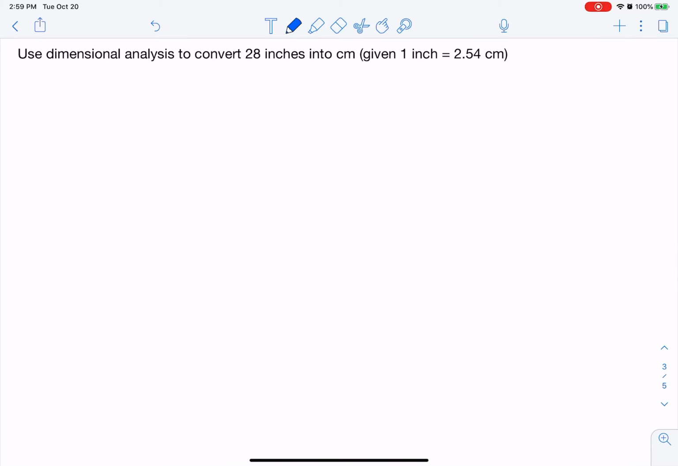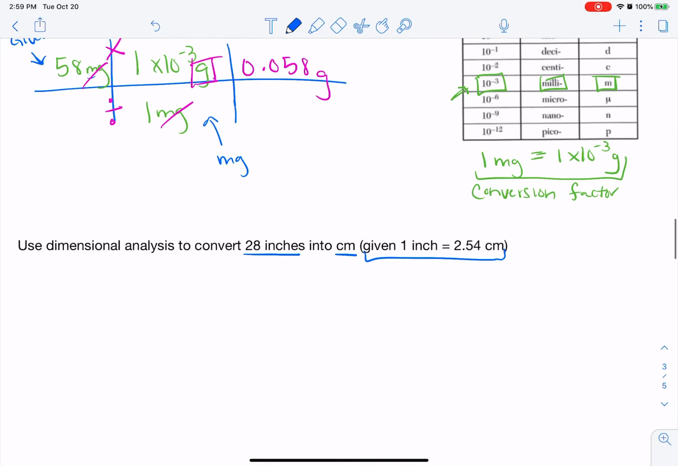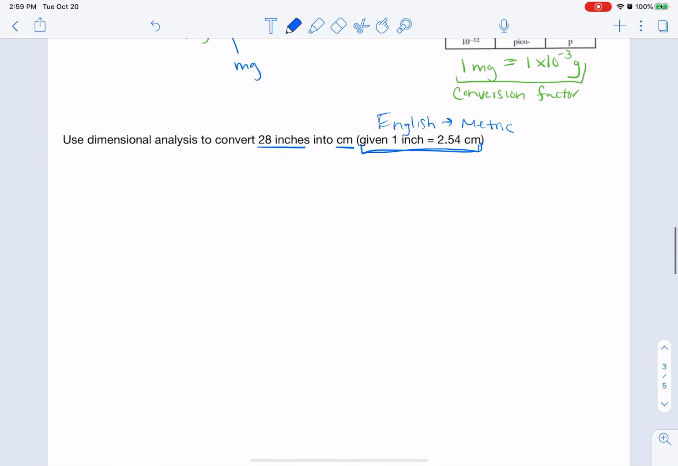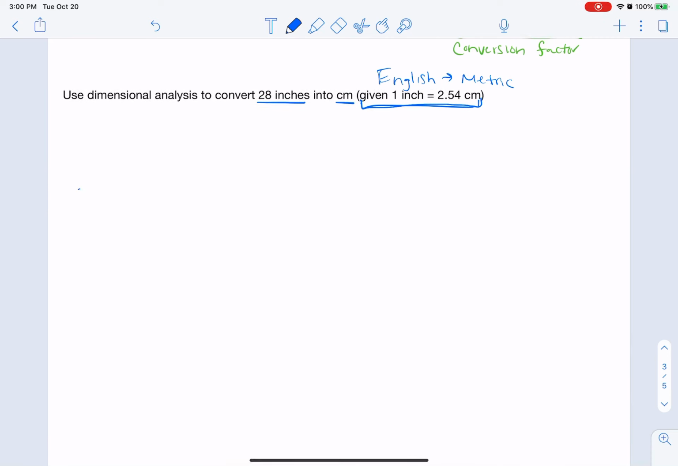In this example, we're using dimensional analysis to convert 28 inches to centimeters, and we're given that 1 inch is 2.54 centimeters. Now let's look at how this is different from this one. In our first one, we're converting between two metric ones. Okay, this is metric. Here we're converting between English and metric. So if you're just converting between different metrics, you're going to use the table of prefixes. But if you have an English unit too, then I have to give you the conversion factor, which would be in here. Okay? So we're setting it up the same way.